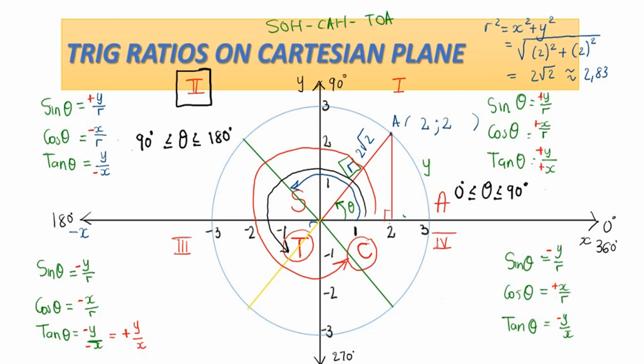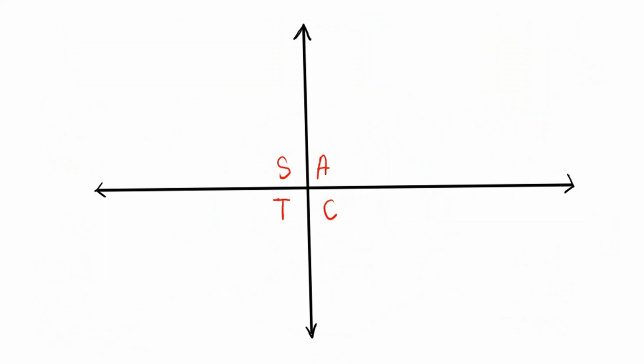If we had an angle theta in the third quadrant, that angle would be on the interval greater than or equal to 180 degrees and less than or equal to 270 degrees. Lastly, let us have a look at the fourth quadrant. If you have an angle theta in the fourth quadrant, that angle will always be greater than or equal to 270 degrees and less than or equal to 360 degrees.